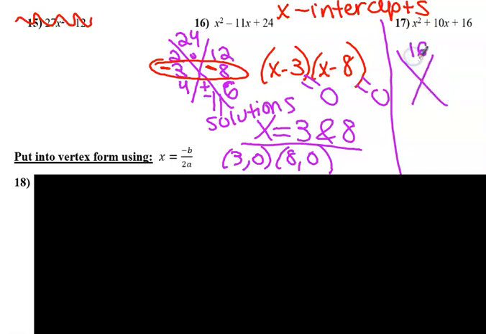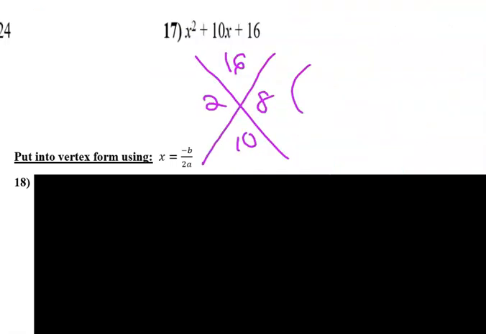So what multiplies to 16 and adds to 10? Well, I've got 2 and 8 and 4 and 4. Well, 4 and 4 gives you 8 if you add them, but 2 and 8 will add to 10. Okay, so if I make those factors, I have x plus 2 and x plus 8.